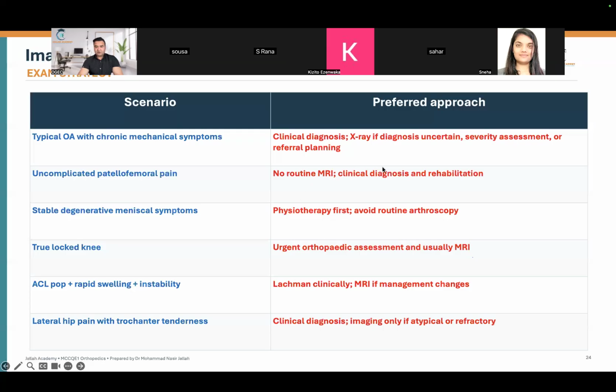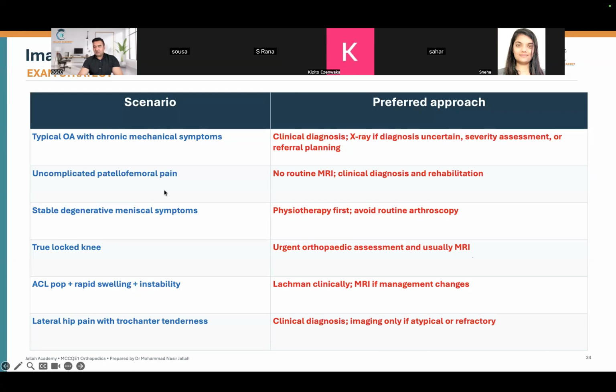Now, scenario and preferred approach. This is very important. I want you guys to pay attention. So you have a scenario, then you have your approach. Typical osteoarthritis with chronic mechanical symptoms: this is a clinical diagnosis. X-ray if the diagnosis is uncertain, for severity assessment or referral planning.